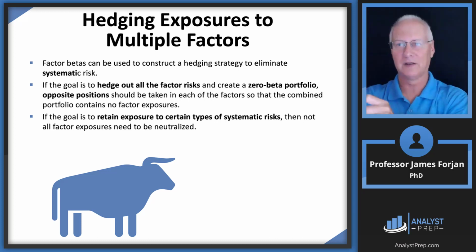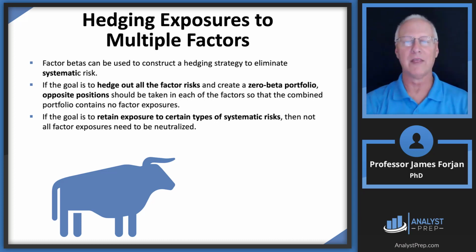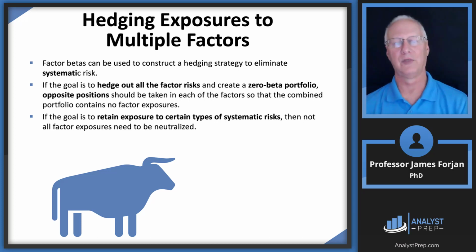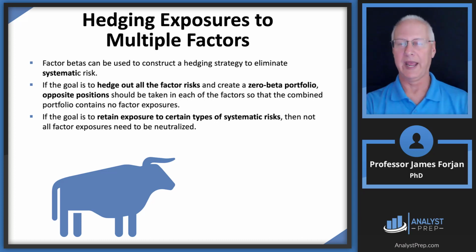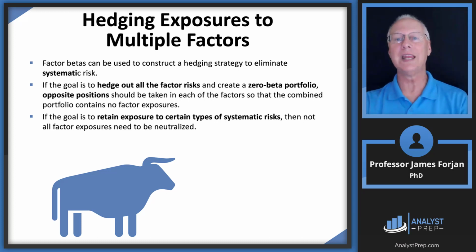Then we can compound on 35 rather than compounding on 30. So this is really, really cool. So you can eliminate risk, but what you can do is you can retain, you can lessen, or you can increase your exposure to certain types of systematic risk.